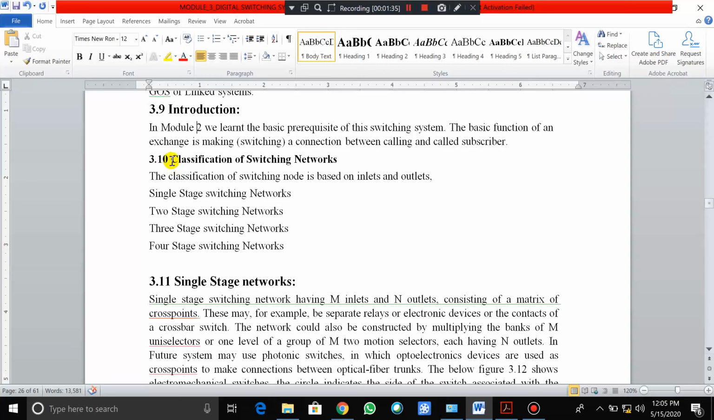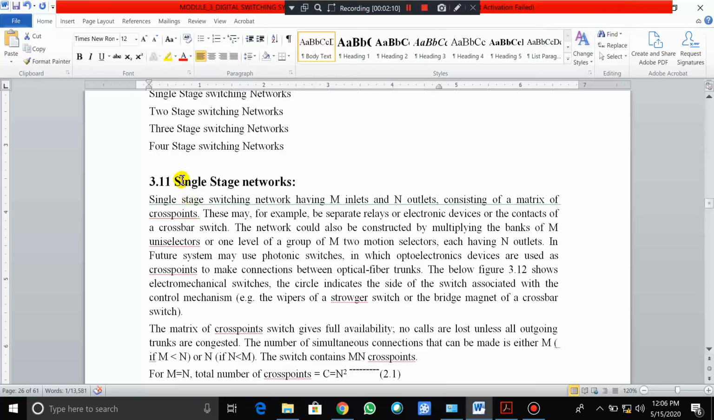Okay, so classification of switching networks. The classification of switching networks is based on inlets or outlets, and there are four networks: single stage switching network, two stage switching network, three stage switching network, and four stage switching network. So there are four types of switching networks. So let us discuss the single stage switching network.